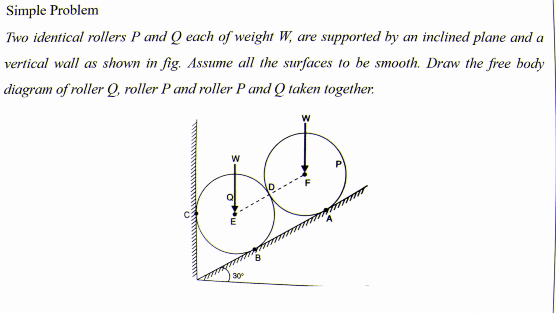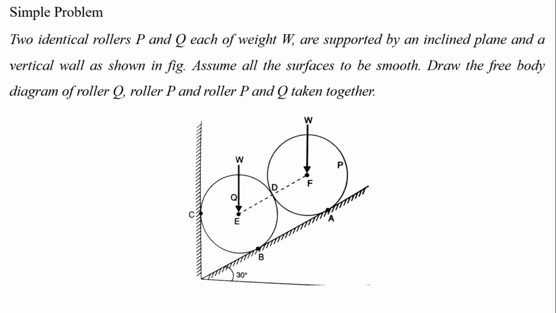So now we are going to draw a free body diagram for this case. This is a special case. Two rollers are there, two identical rollers P and Q, each of weight W, identical rollers, which means the weight is equal to W, right, and are supported by an inclined plane and a vertical wall as shown in the figure. Assume all the surfaces to be smooth. Draw the free body diagram of roller Q, roller P, and the rollers P and Q taken together, right.